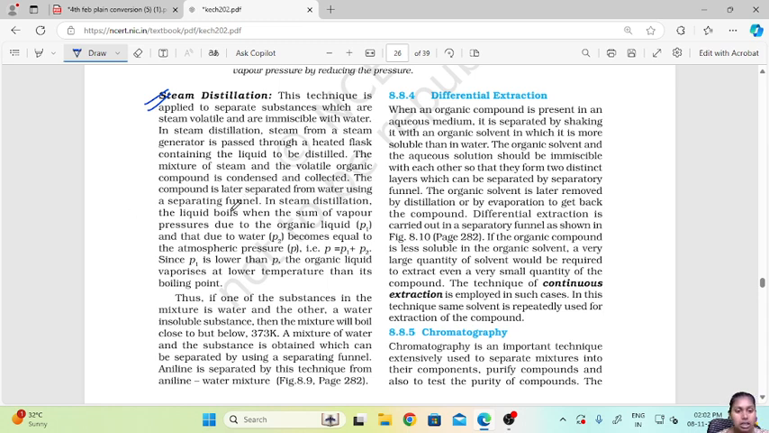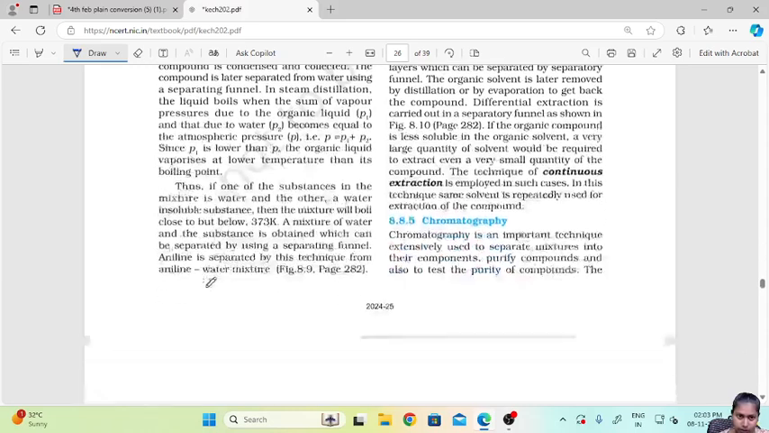Now in steam distillation, the liquid boils when the sum of the vapor pressure due to the organic liquid and that due to water becomes equal to the atmospheric pressure. The liquid starts to boil when the total vapor pressure due to the organic liquid and due to water becomes equal to atmospheric pressure, that is P is equal to P1 plus P2. Since P1 is lower than P, the organic liquid vaporizes at a lower temperature than its boiling point.